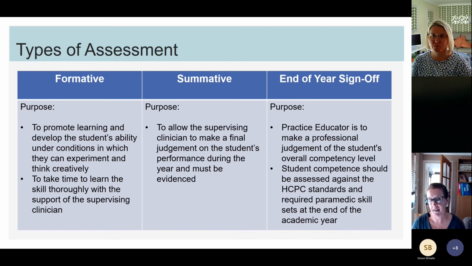As I said, trusts vary, but I speak from SCAS, we count the supervising clinician as anyone from NQP2 and above. I know some of the other trusts vary with that, so you just need to make sure within your trust that the relevant clinicians are signing the evidence off. Then the summative evidence will be signed off when you've made a final judgment on the student's performance, that they've reached the desired level.